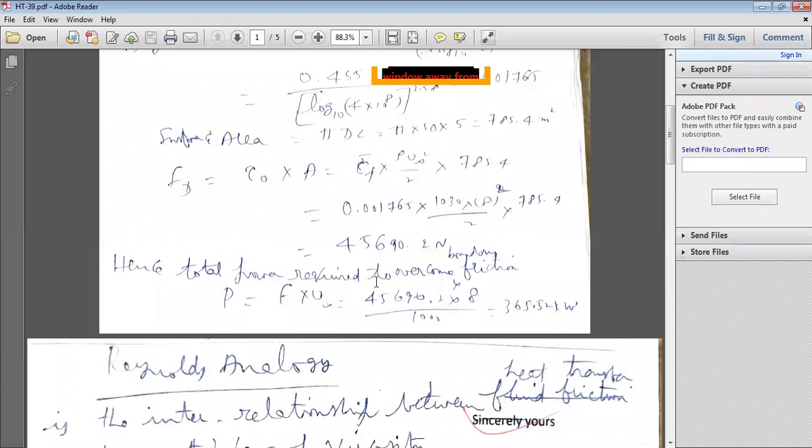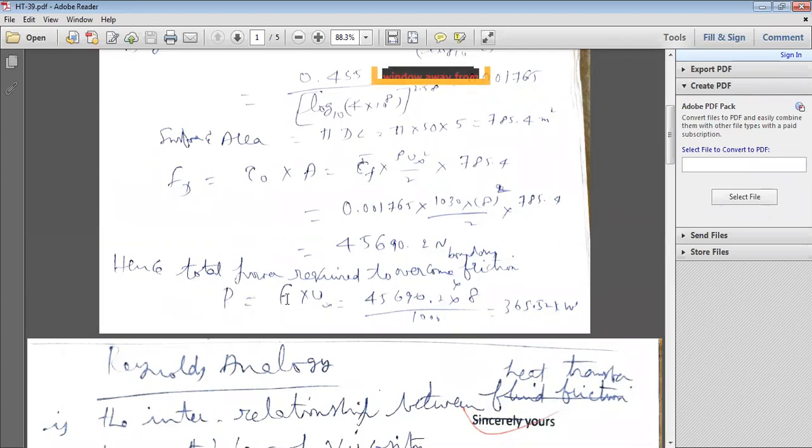Very, very important. In the final exam, we got these types of problems. So external flows on a flat plate, this problem comes on external flow on a cylinder. The only difference is the surface area calculation. That's all. Hence, total power required to overcome the boundary friction.